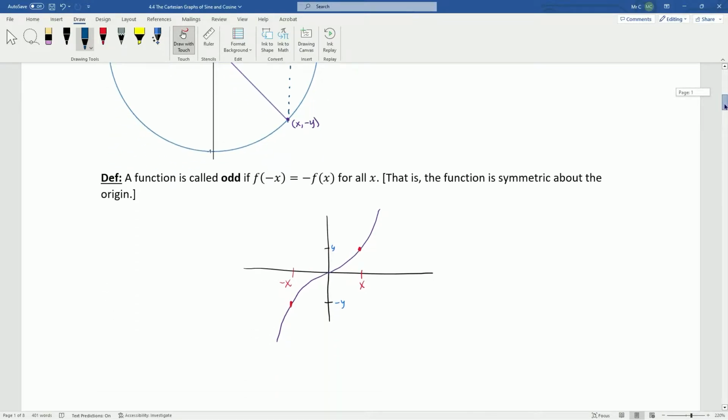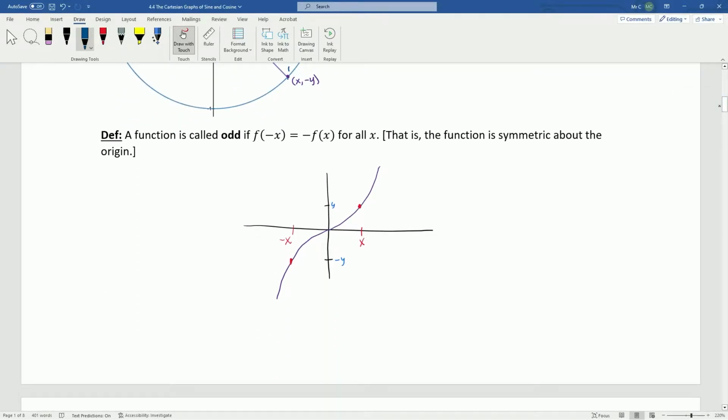Okay, and as another reminder, a definition: a function is called odd if f of negative x equals negative f of x for all x. That is, the function is symmetric about the origin. In other words, when I plug in x for the function, I'll get some y value, and then when I plug in negative x, I should get the negative of whatever that y value was. So you get this symmetry about the origin, which basically looks like you've rotated the right half of the graph 180 degrees.